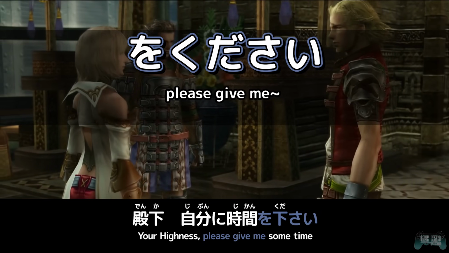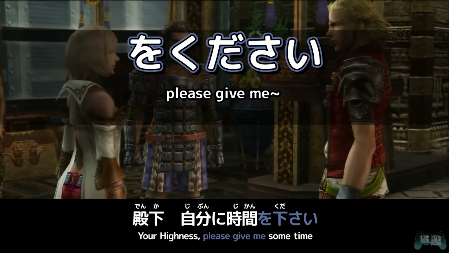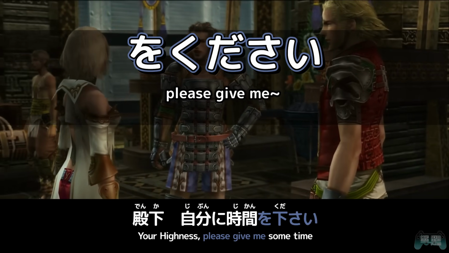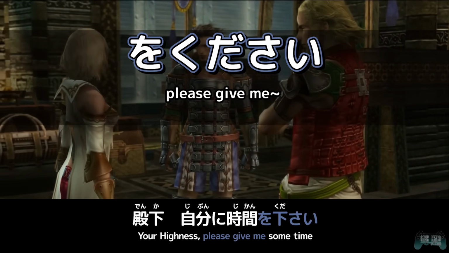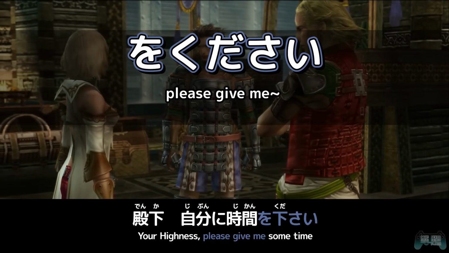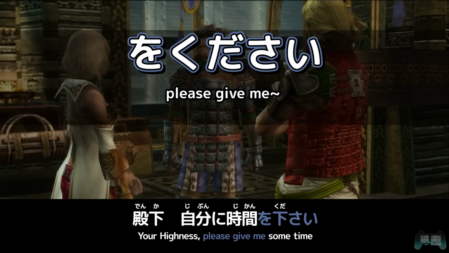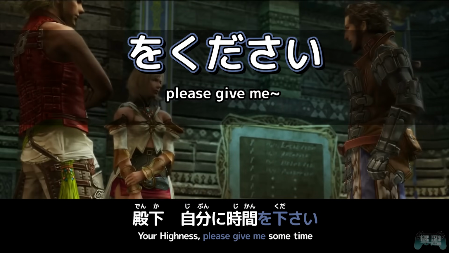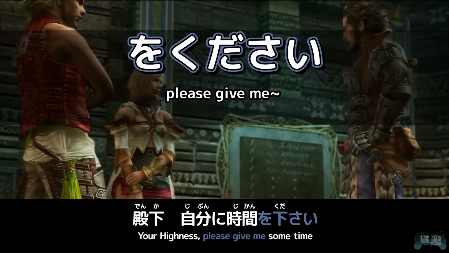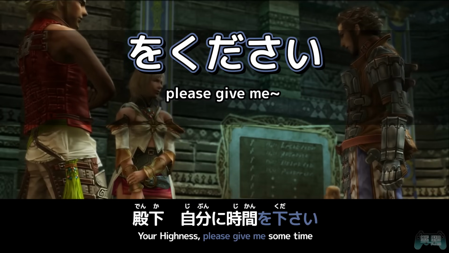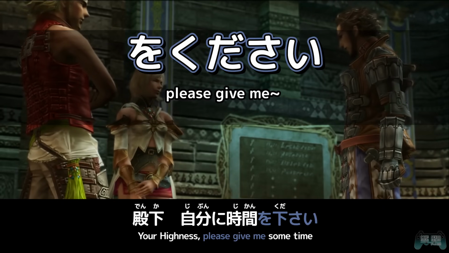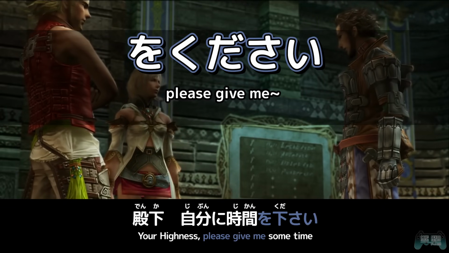So this next grammar pattern actually uses the o object marker followed by kudasai, meaning please. So we can already tell just by what we've already learned previously that you are asking for an object politely. And that's exactly how this is used. Whenever you want to politely ask for something, just put that noun in front of o kudasai and you're done.